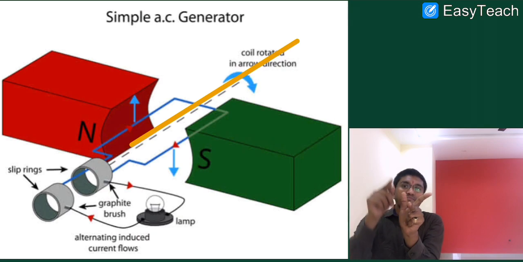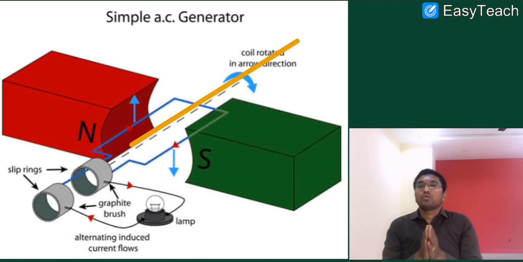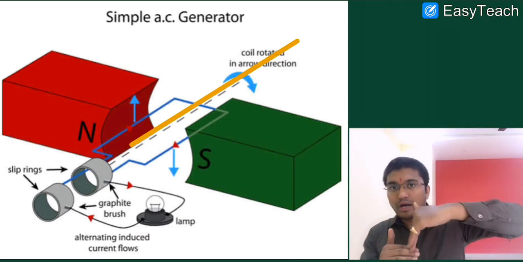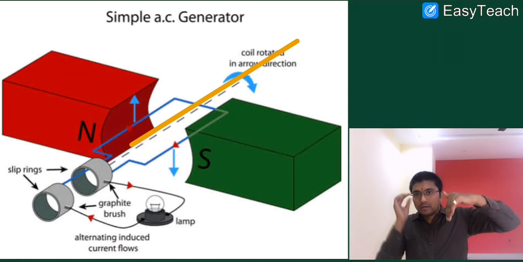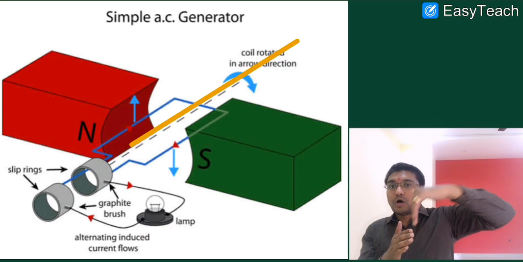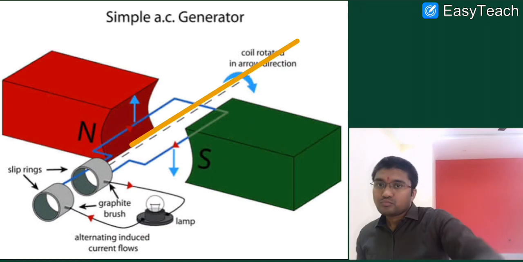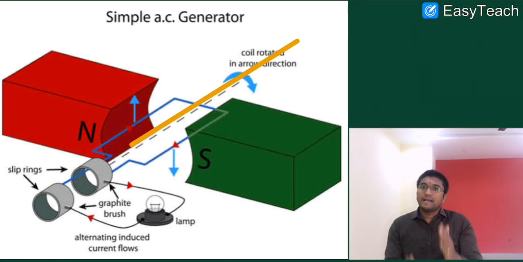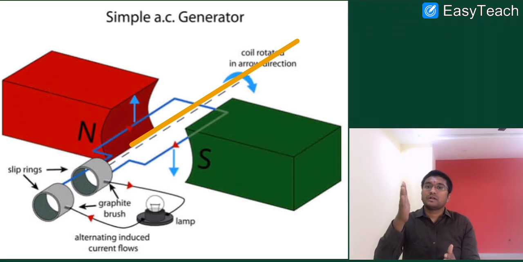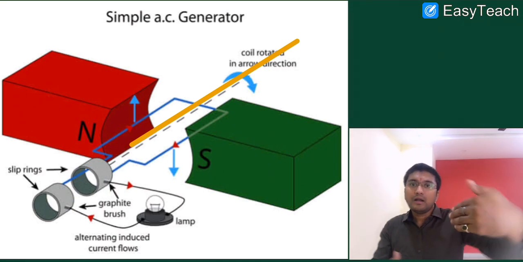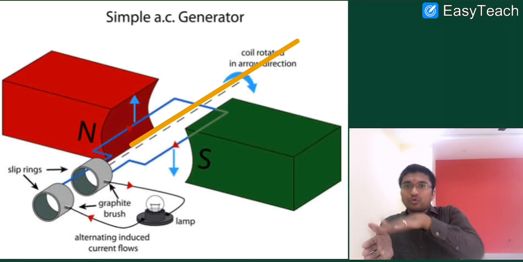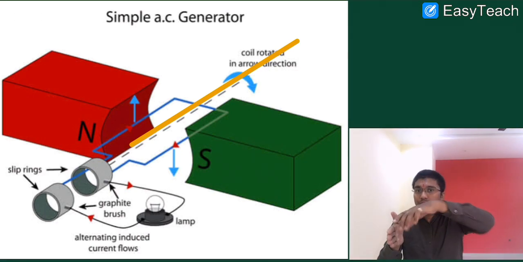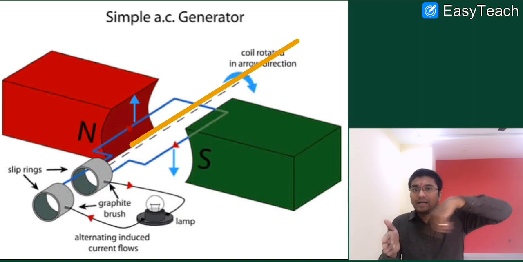So you can see the force acting on the arm of the coil near the north pole is upward, and the force acting on the arm near the south pole is downward. So based on the direction of motion of the arm, the current produced will be inward and outward. So you can see in one rotation, the direction of current is one particular side, clockwise or anti-clockwise.